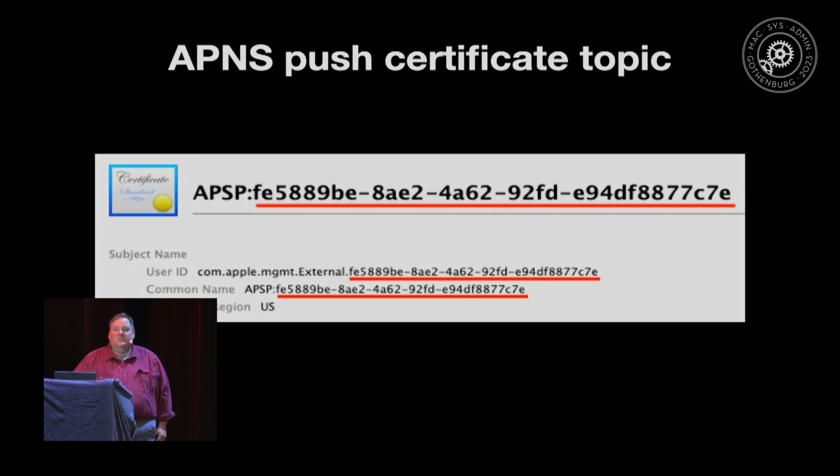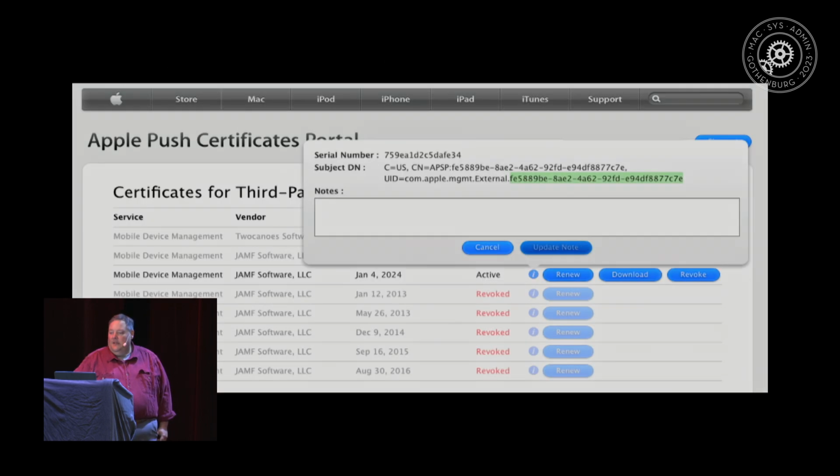The second part is what's known as the topic, which is a specific UUID identifier associated with your MDM server. Now, the certificate generated by the push notification portal will include the topic in both the common name and the user ID fields of the certificate. Now, this information is also visible if you click the Info button next to the relevant certificate on the portal page, which I did not do.